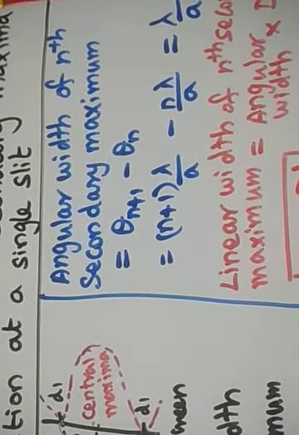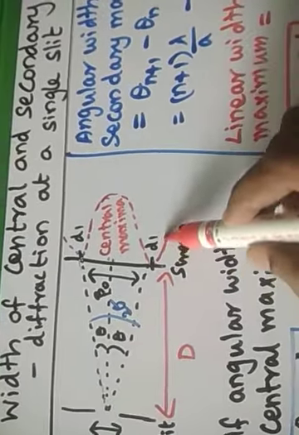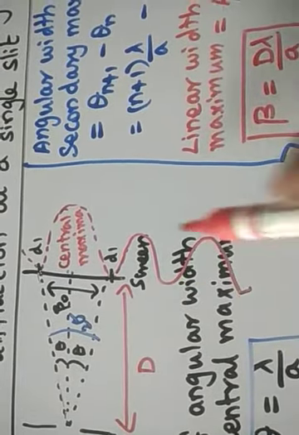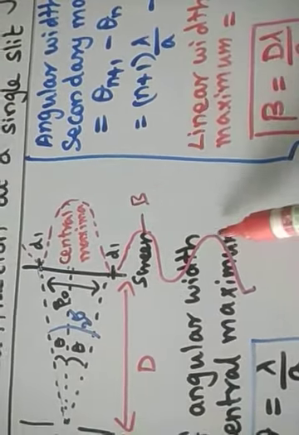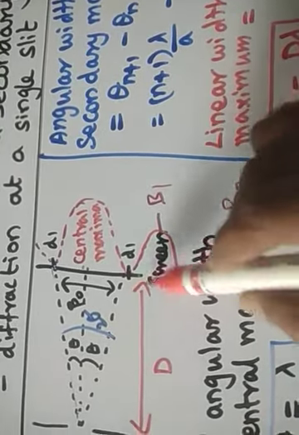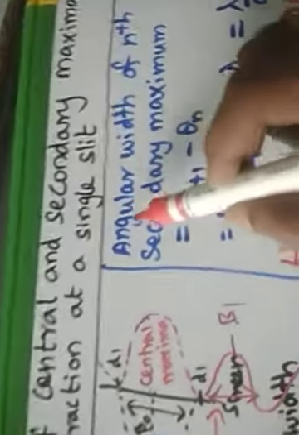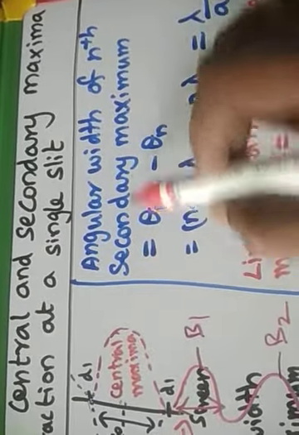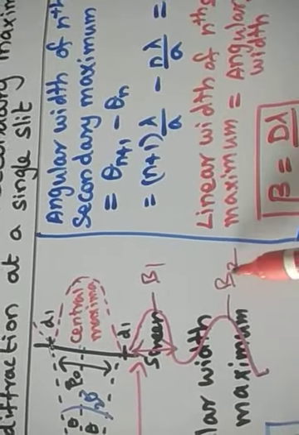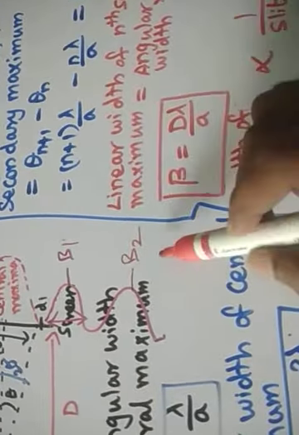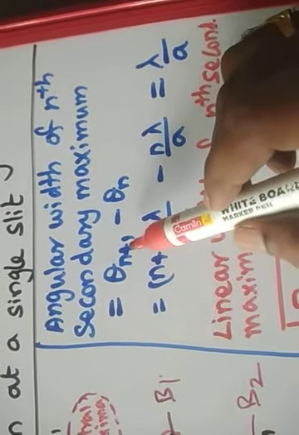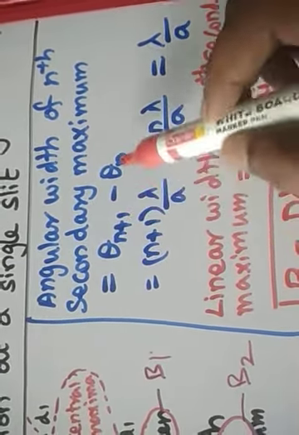So what is the angular width of the nth secondary maximum? Likewise, the waves go like this. This is the maxima, and again the maxima will come. This is the first bright, this is the second bright. What is the width of this one? The angular width of the secondary maximum, the nth fringe, it may be 2 minus 1 or 5 minus 4, whatever it is. So we can take it as theta n plus 1 minus theta n, the bigger value minus the smaller value.